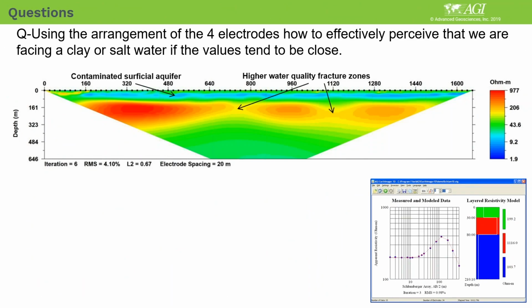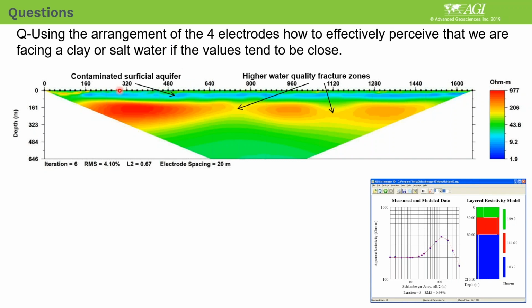Okay, another question is: using the arrangement of 4 electrodes, how can we effectively perceive whether we are facing clay or salty water if the values tend to be low? I just brought this as an answer to your question. I received the question earlier by email, which is why I prepared it.